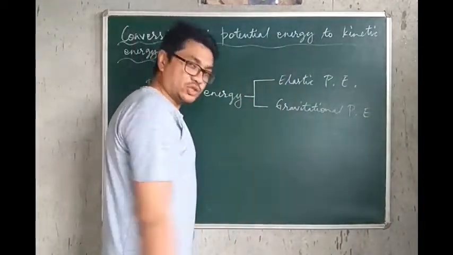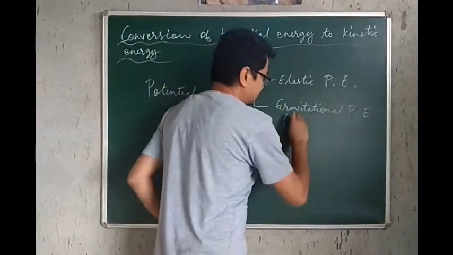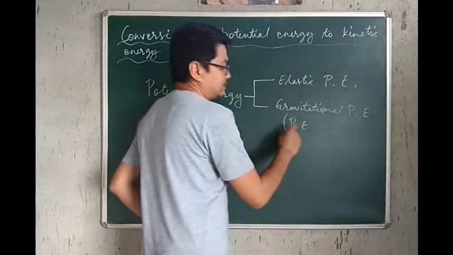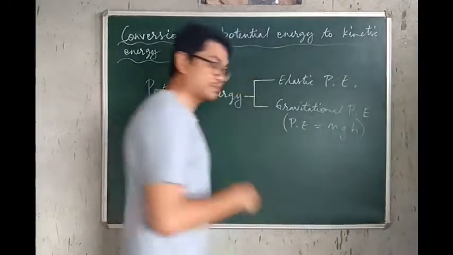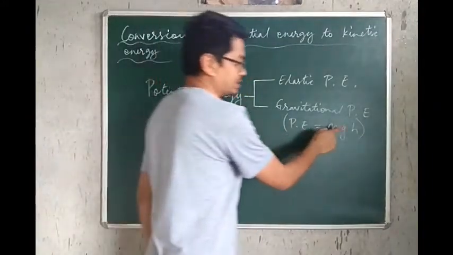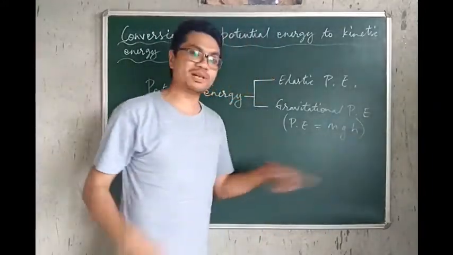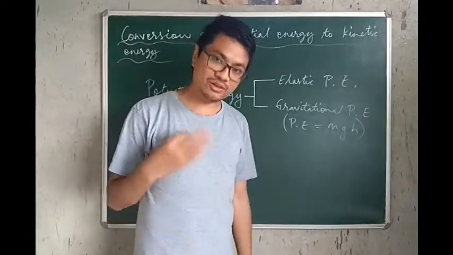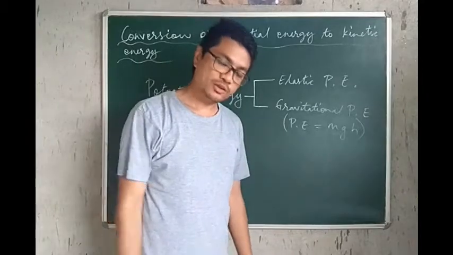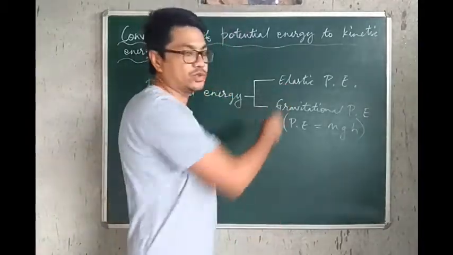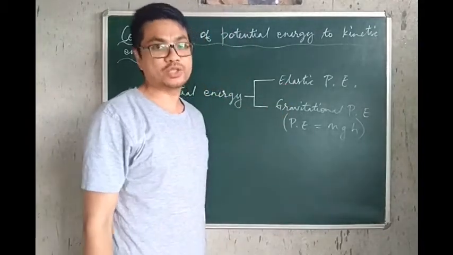And for gravitational potential energy, we learned that the expression is mgh, where m is the mass of the body, g is the acceleration due to gravity, and h is the height of the body from the ground. You don't need to remember an expression for elastic potential energy.